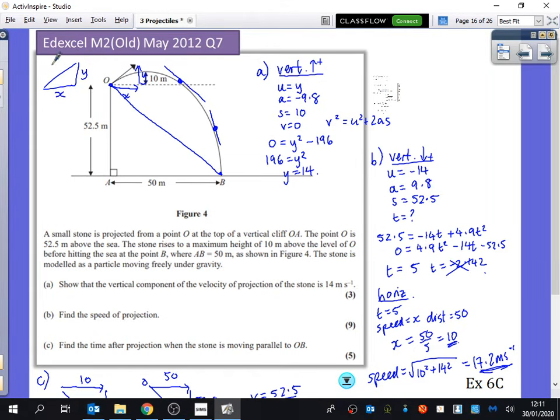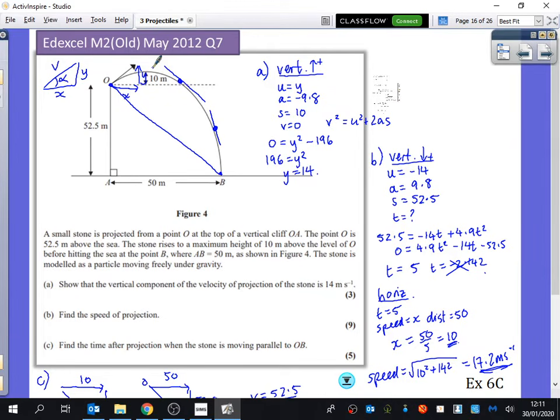You could then find out what the speed was by doing Pythagoras, and you could find out what the angle was by doing trigonometry. So I would not recommend naming these things u sine alpha and u cos alpha, because they're not interested in the angle in this question. They haven't told us the angle or anything like that either, okay?